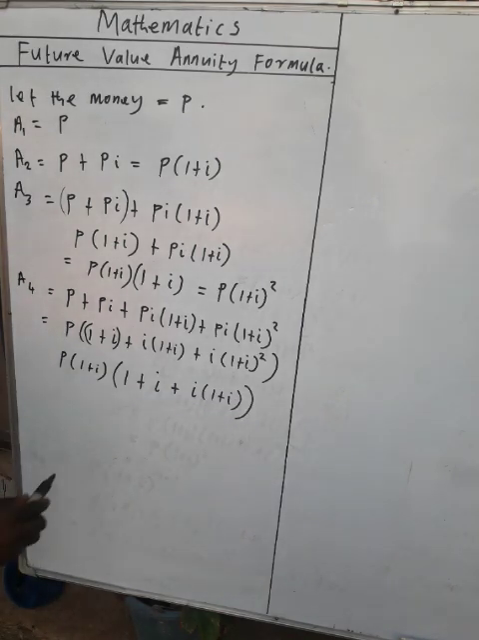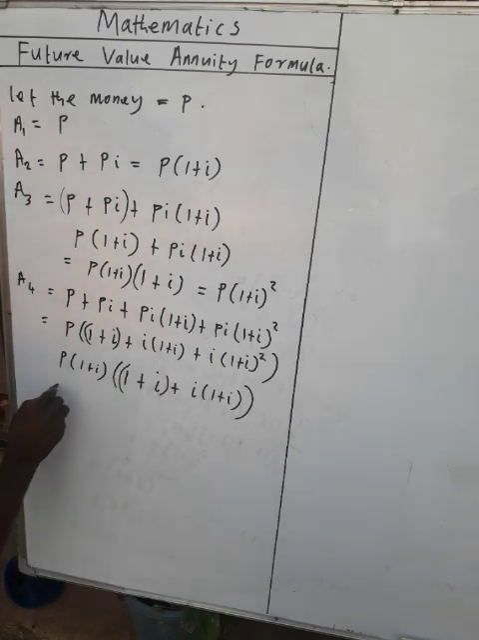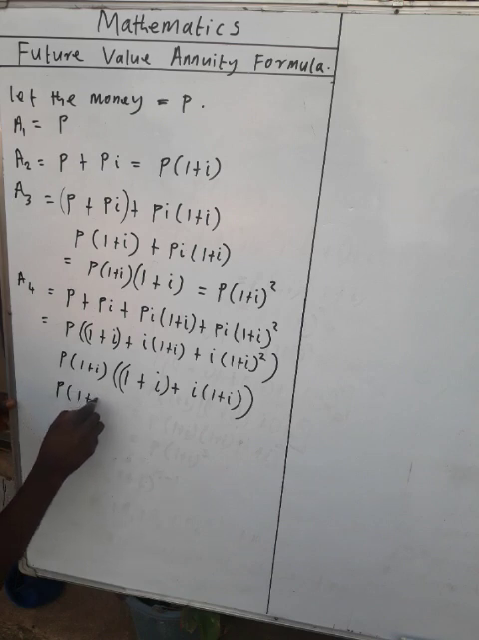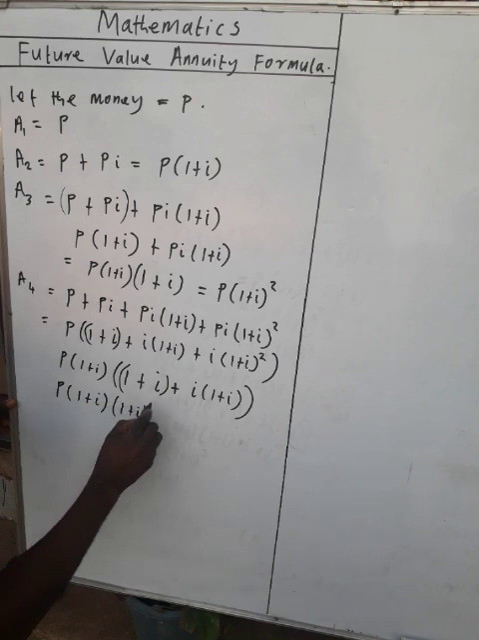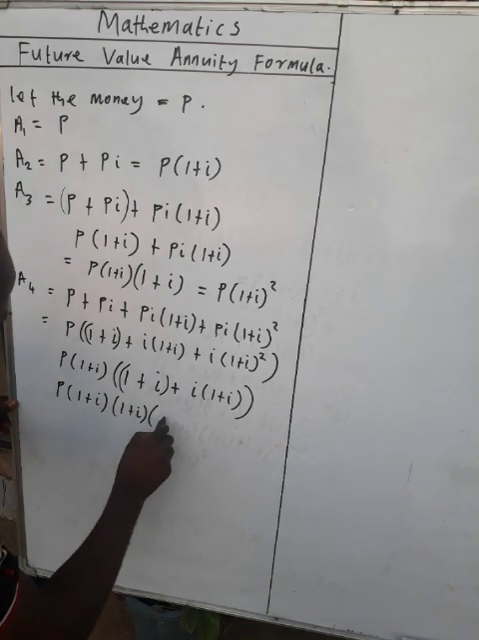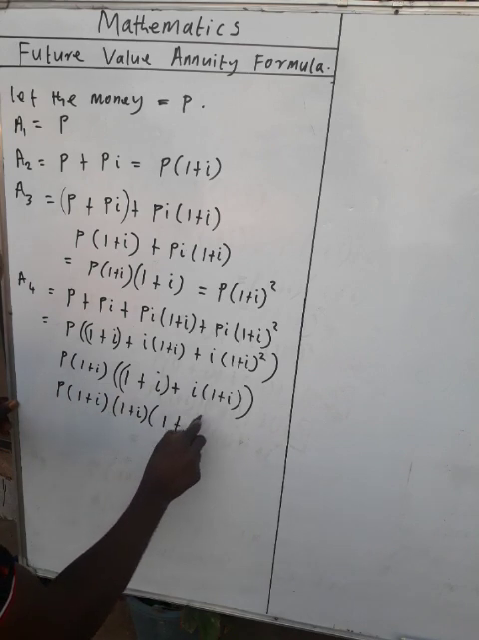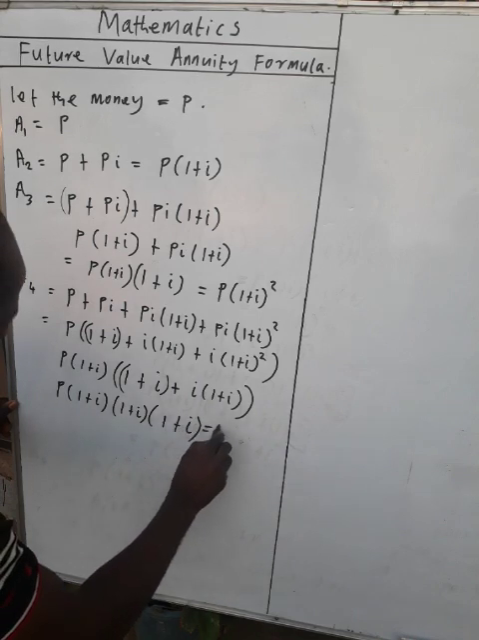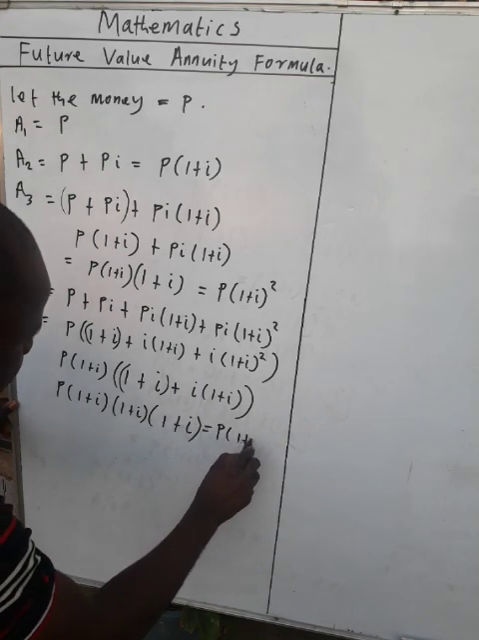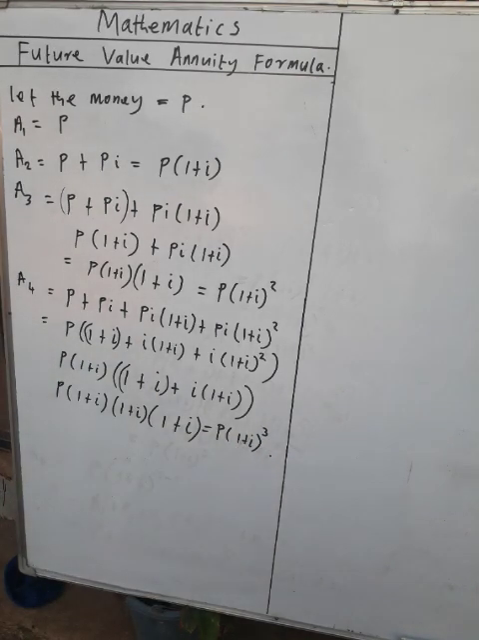Group these two again, group 1 plus I again and factor it out. You'll have P bracket 1 plus I, factoring out 1 plus I. I'll have in this place 1 plus I, divided by 1 plus I remains 1, plus what comes to this place is I. So generally this is equal to P bracket 1 plus I cubed. That is the amount for the fourth month.